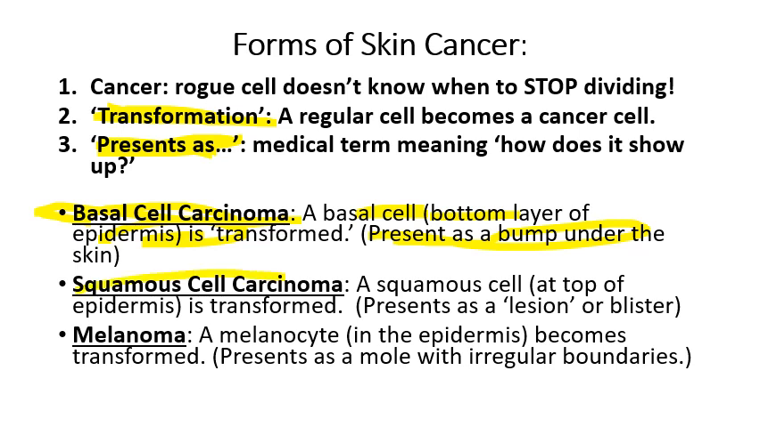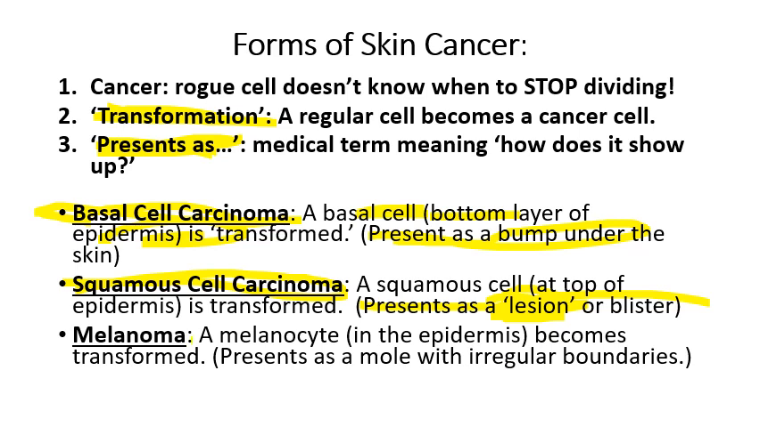Squamous cell carcinoma, as you probably guessed, is where you have a squamous cell at the top layer of the epidermis that's become transformed, and it presents as a lesion or a blister. Lesion is a fancy term for blister. It just means a break or an opening, a lesion.